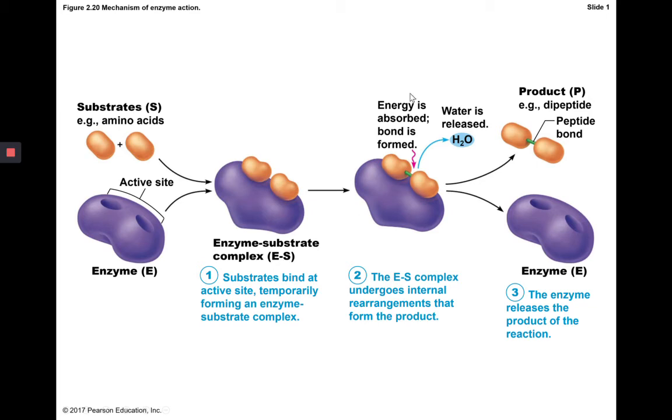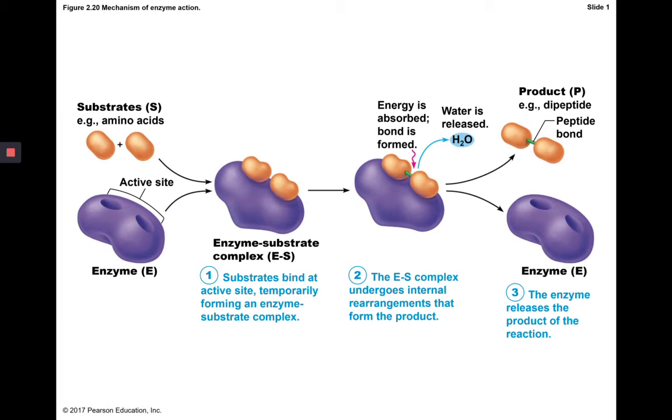Energy will be used to either make or break a bond. In this example, we are making or building a bond. So this is an example of dehydration synthesis, where water is removed in order to make or build a bond. So this is also an anabolic reaction. Once we have performed our chemical reaction, the product, because now it's not the same as the substrates, it's not the reactants anymore, it's a new product, it will be released from the enzyme. And the enzyme is fine. It's not destroyed. It's perfectly okay to go on and do this again and again and again.